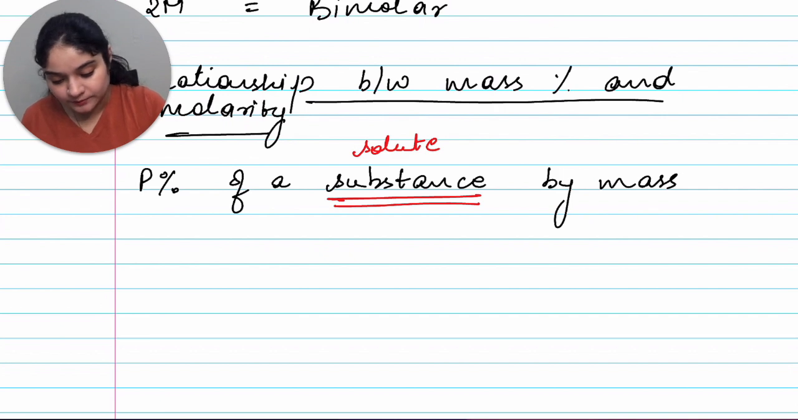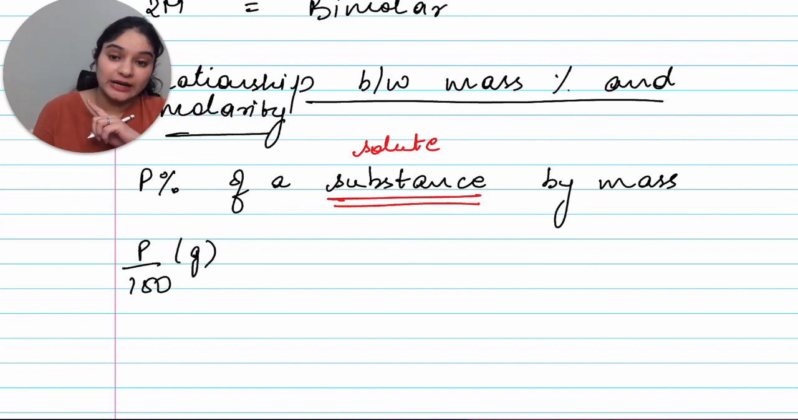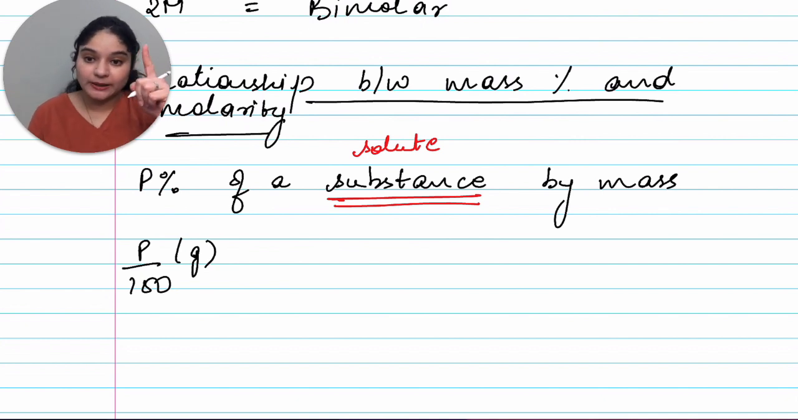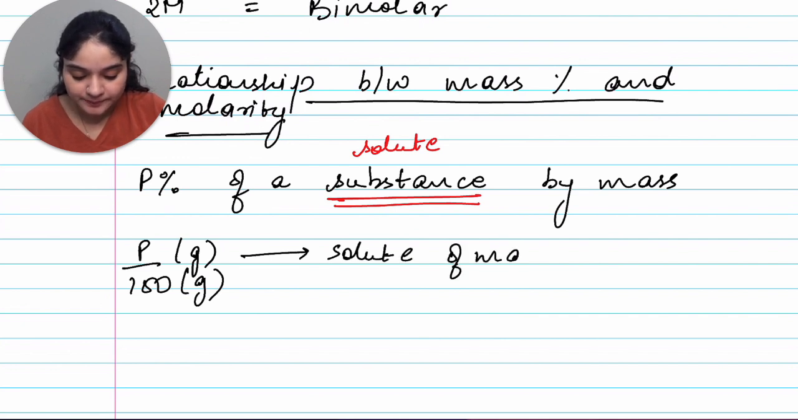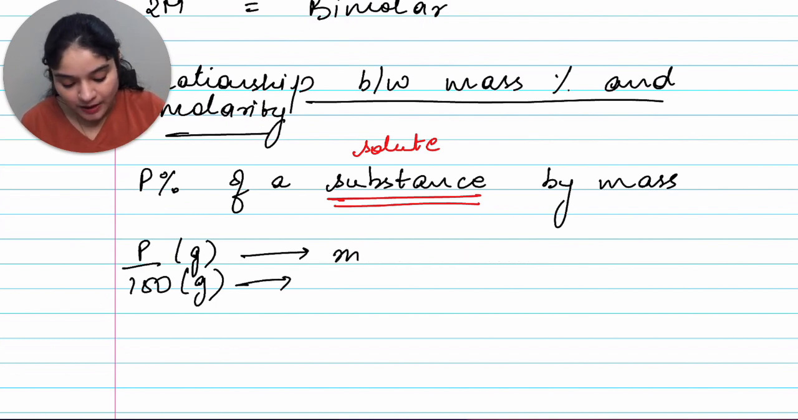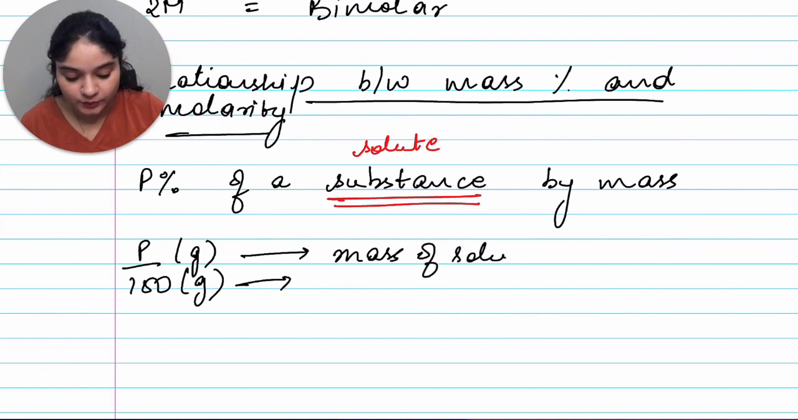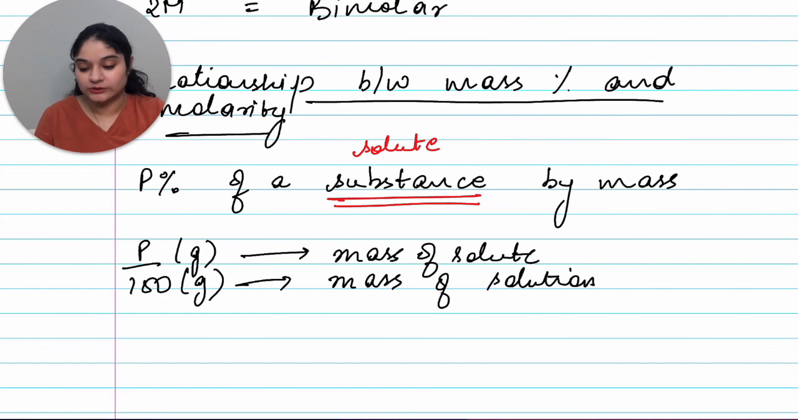P% can be written as P over 100, correct? And I remember from the percentage that we discussed in the last session that P over 100, both of them are in grams because we are talking about mass. So what is P? P is the mass of solute. And what is 100 grams? It is the mass of solution. So this is what we have.